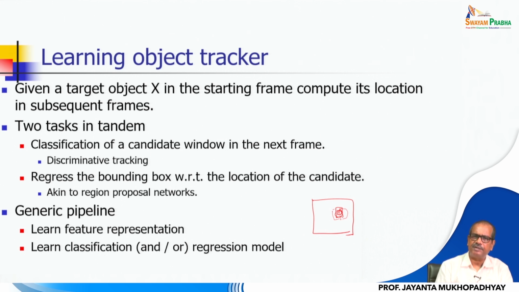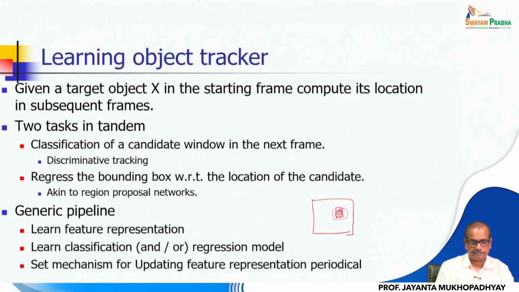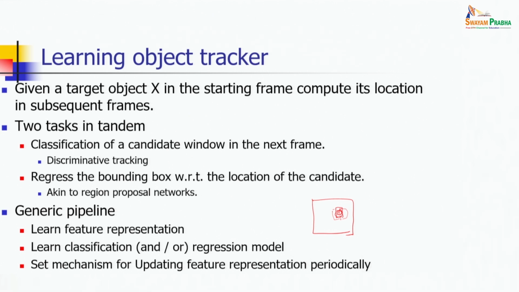It is something like learning an appearance model when you discuss object tracking with respect to the generative tracking approaches. And as I mentioned, even the classifier needs to be fine-tuned with respect to that learning. Then the tracking issue is that the object appearance may change due to motion, three-dimensional motion. So that's why we have to set a certain mechanism for updating the feature representation periodically. That is also something we should consider.